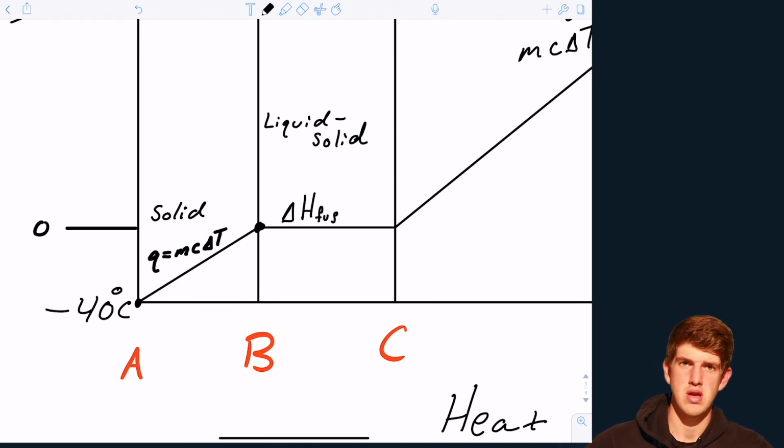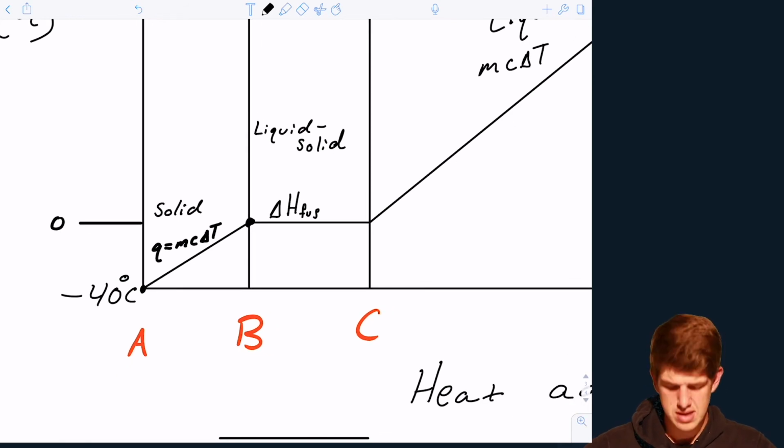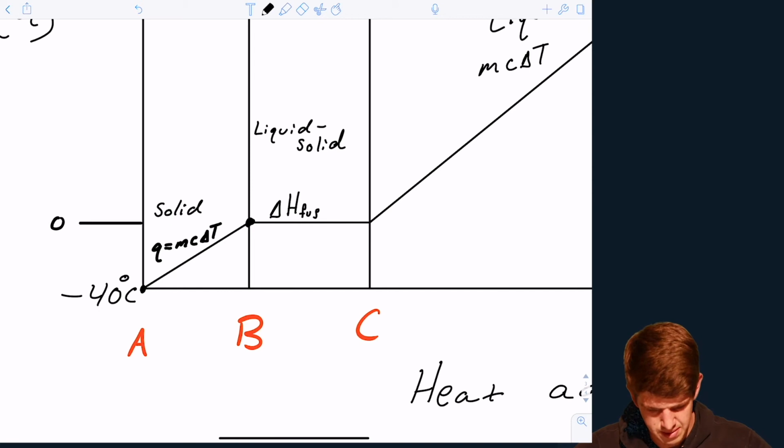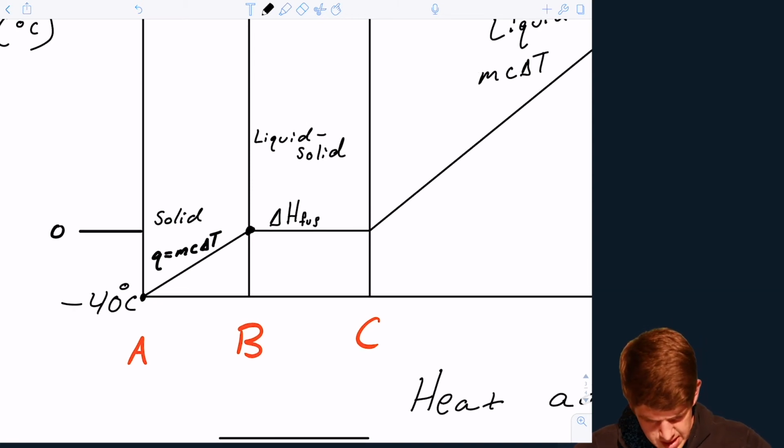But I can't just turn a solid into a liquid as soon as I get to 0 degrees. Something has to happen, and that something is I need to break those really strong intermolecular attractions between all the different molecules that are in the lattice structure of the solid. And so that is what we call the heat of fusion. The heat that I need to put in to take a solid, break some of those intermolecular attractions to get to a liquid. And so for water, the heat of fusion is equal to 334 joules per gram.